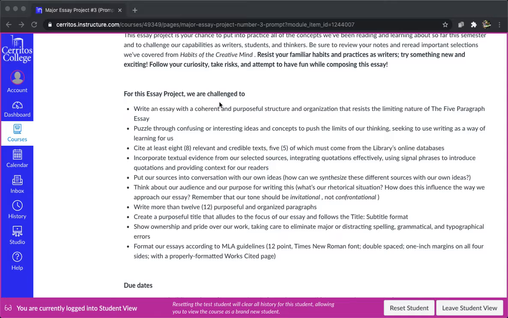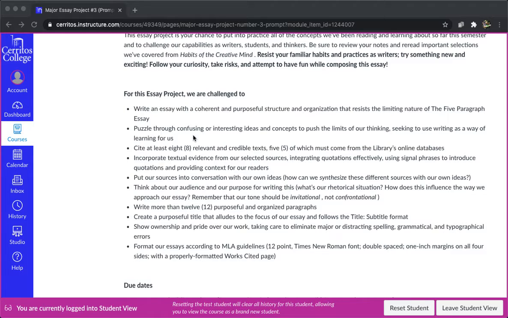So I'm going to go through the challenges that we're met with in this particular essay project, or what we're trying to accomplish with this. For this essay project, we are challenged to write an essay with a coherent and purposeful structure and organization that resists the limiting nature of the 5-paragraph essay. So we want to make sure that we are not falling back into the familiar habits of the 5-paragraph essay. We're resisting that limiting nature and moving beyond, showing the sophistication of our thoughts and ideas by expanding and moving past that basic format.